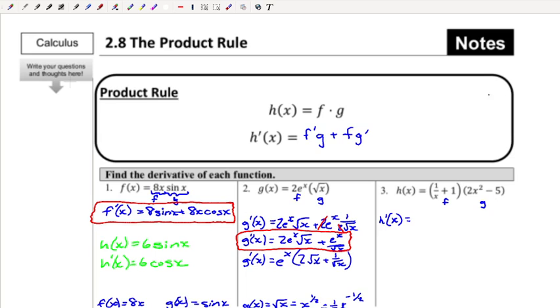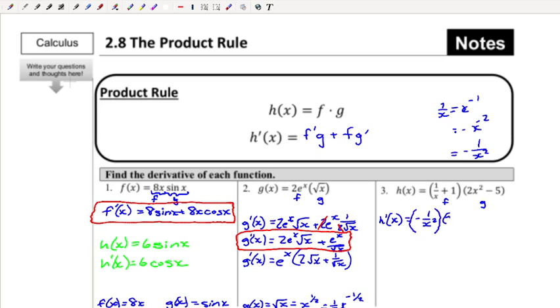So 1 over x is actually equal to x to the minus 1. Bring that down in front, that gives you negative x to the minus 2, or negative 1 over x squared. So the derivative of f then is going to be negative 1 over x squared. The derivative of 1 is just 0, so that part just disappears.